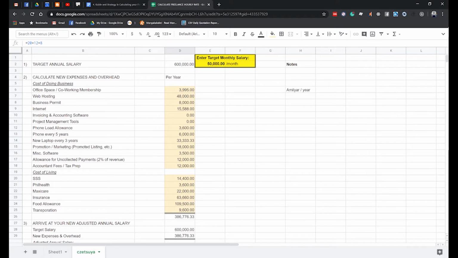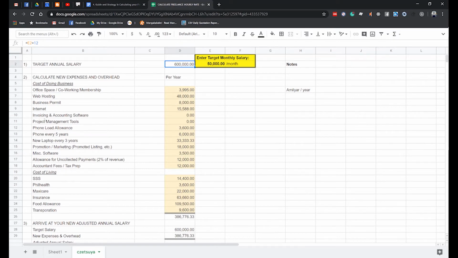Let's take a look at this document. It contains the rate computation of one of my students who is a remote graphic artist. Her target salary is around 50,000 per month. So multiply that by 12 and we have around 600,000. Now, let's compute the other overhead expenses.